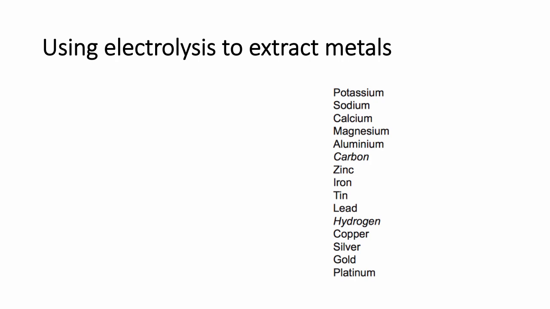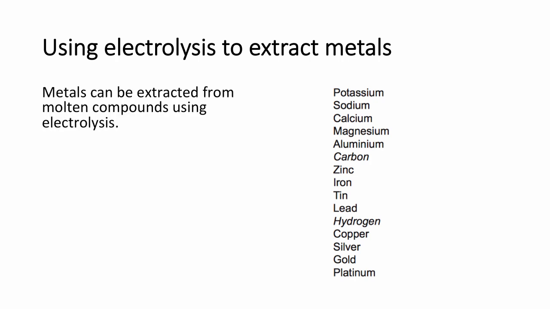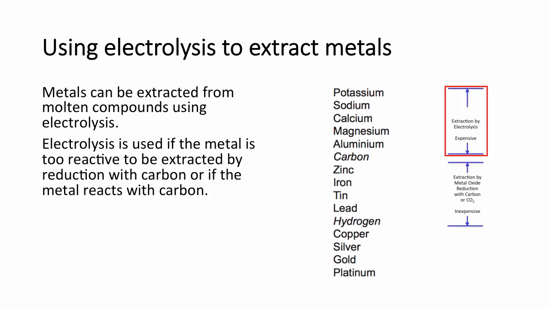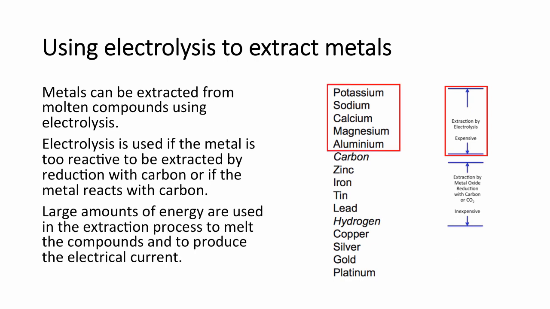Using electrolysis to extract metals. Metals can be extracted from molten compounds using electrolysis. Electrolysis is used if the metal is too reactive to be extracted by reduction with carbon, or if the metal reacts with carbon itself. Large amounts of energy are used in the extraction process to melt the compounds and to produce electrical current, so those metals less reactive than carbon are extracted by heating with carbon instead.